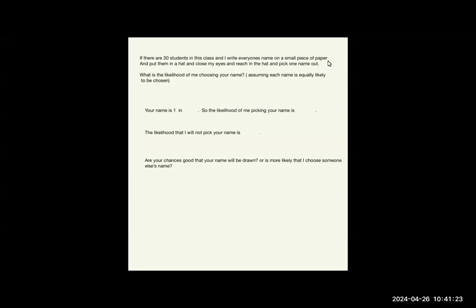If there are 30 students in this class and I write everyone's name on a small piece of paper and put all the names of everyone in this class in a hat, and let's say I fold every paper so that I can't see anybody's name, the names are all hidden. And I close my eyes and I reach in the hat, mix up all the names really well, and I just pick one particular person. That is an example of how I'm trying to be fair to everyone in the class, right? I'm trying to make sure that everybody has an equal chance to be chosen. And let's say the winner was going to get, I don't know, a gift card of some sort from me.